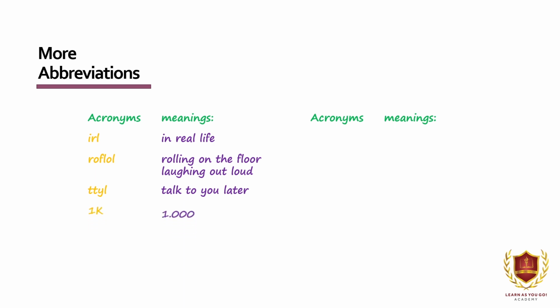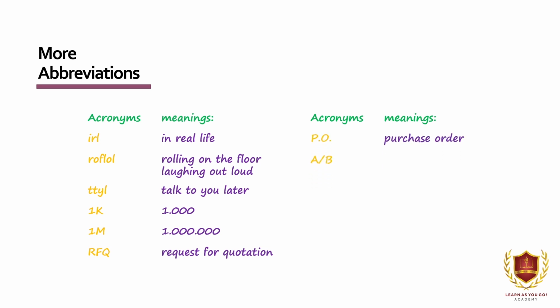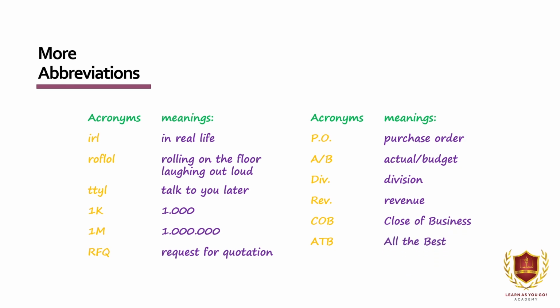1K, 1,000. 1M, 1 million. RFQ, request for quotation. PO, purchase order. A/B, actual/budget, actual budget. Div, division. Rev, revenue. COB, close of business. ATB, all the best.